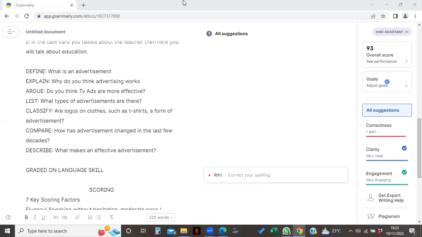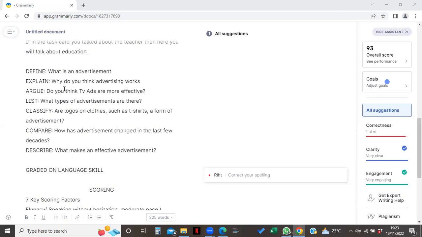Now list what types of advertisements are there. So I can just list, okay, this is social media advertisement, TV advertisement, magazine advertisement. So I can list all the categories that I could remember at that time. Then classify, compare, describe, all that. You don't have to memorize all these, define, explain, and all that. I'm just giving you an idea of what a third task could look like, right?